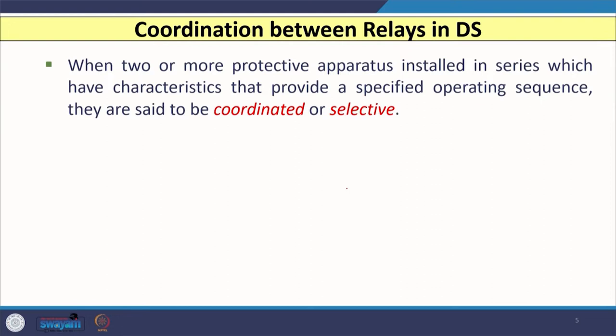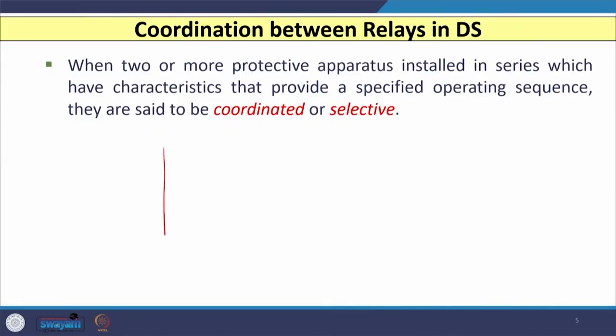Whenever we have two or more relays available in a particular radial network, or maybe some other network also, such as a ring mains network, and if these relays are installed or connected in series, then these relays are going to operate in a particular specified sequence. These relays are then coordinated with each other, or the operation of these relays or protective devices is selective in nature. To understand this, let us consider one example.